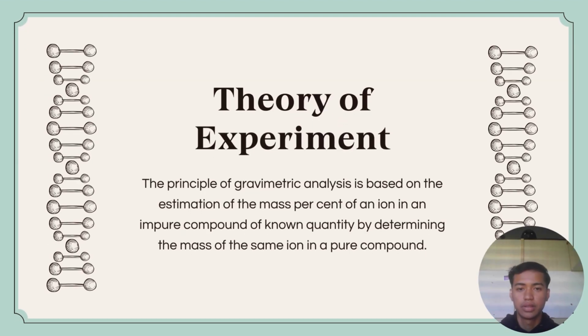For the theory part of the experiment, first we explain the principle of gravimetric analysis. The principle of gravimetric analysis is based on the estimation of the mass percent of an ion in an impure compound of known quantity by determining the mass of the same ion in a pure compound.